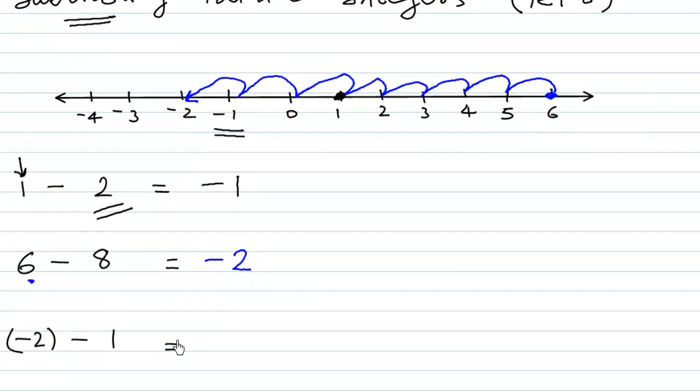Similarly, what is negative 2 minus 1? So negative 2 means this particular number. And then we are subtracting a positive integer. So we are going to go to the left side. So minus 1 unit. And we land at the number minus 3.